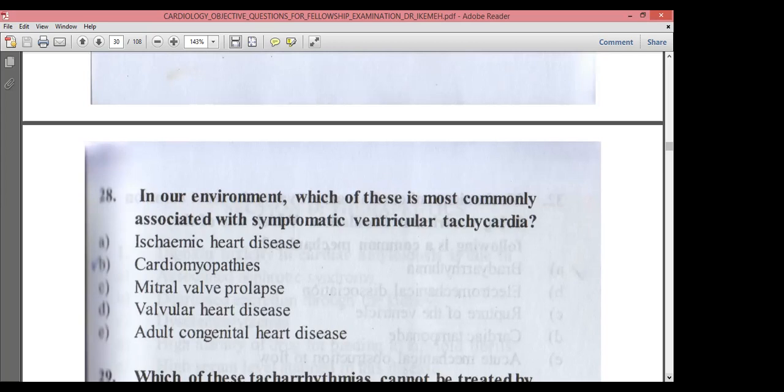It's said that in the Western world, that's in developed countries, the commonest cause of VT is actually ischemic cardiomyopathy. But in our environment, it's due to cardiomyopathies, maybe either dilated cardiomyopathy, alcohol-related cardiomyopathy, cardiomyopathies from different causes, actually. But in the Western world, most times their symptomatic VT is as a result of ischemic heart disease. So that's why B is the correct option here. That's in our own environment because we have lots and lots of causes of cardiomyopathies. Any comments?